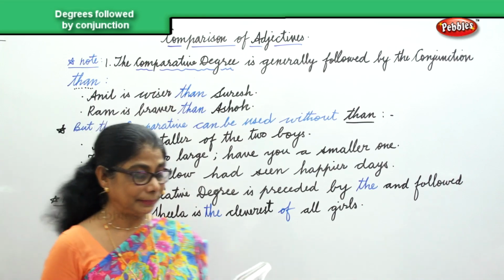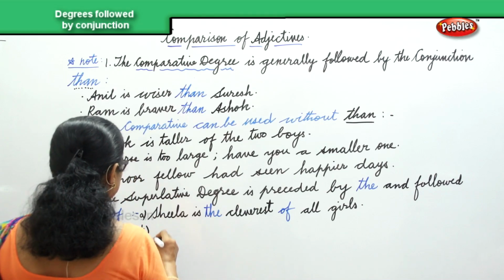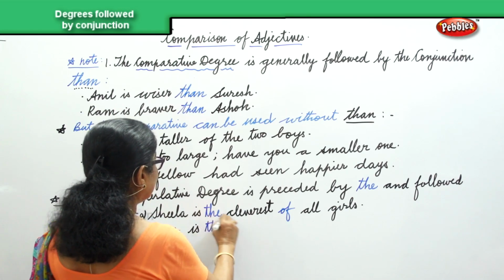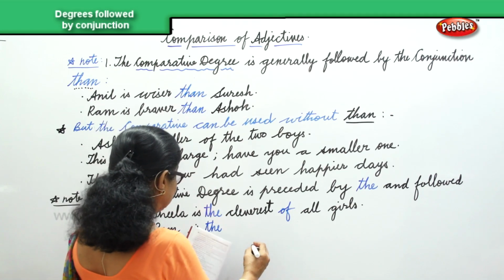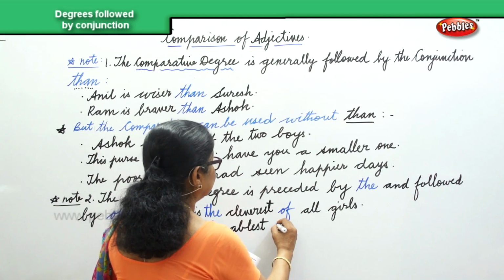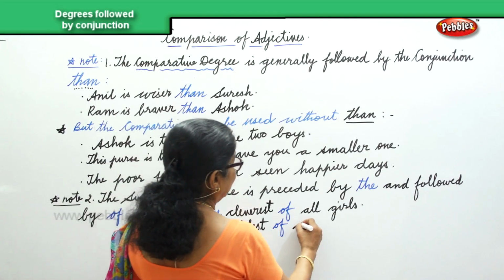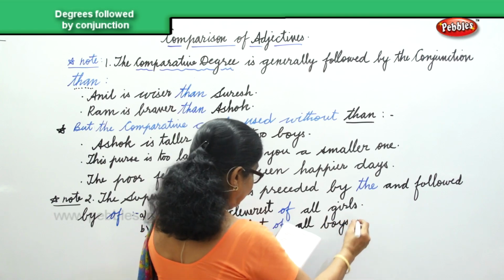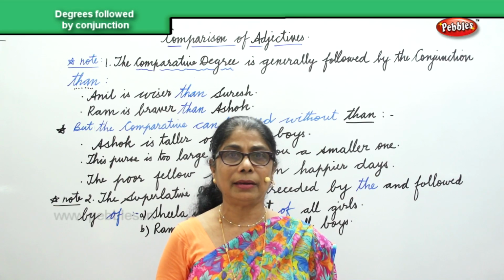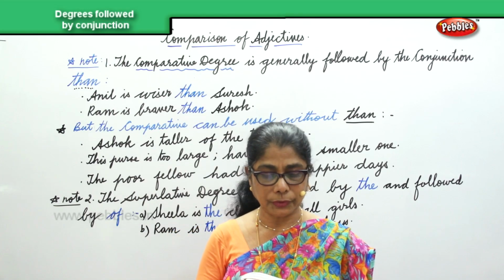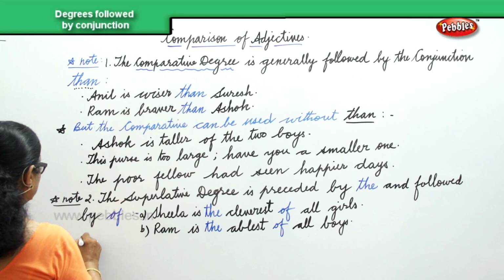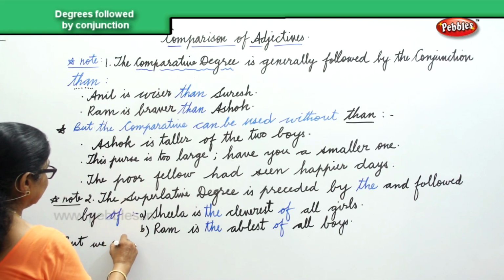B, let's look at another sentence. Ram is the best of all boys. Ram is the ablest of all boys. Okay. But we can also say Ram is the best boy in the class or he is the fastest runner without using the and of. Okay, so there is an exception here.